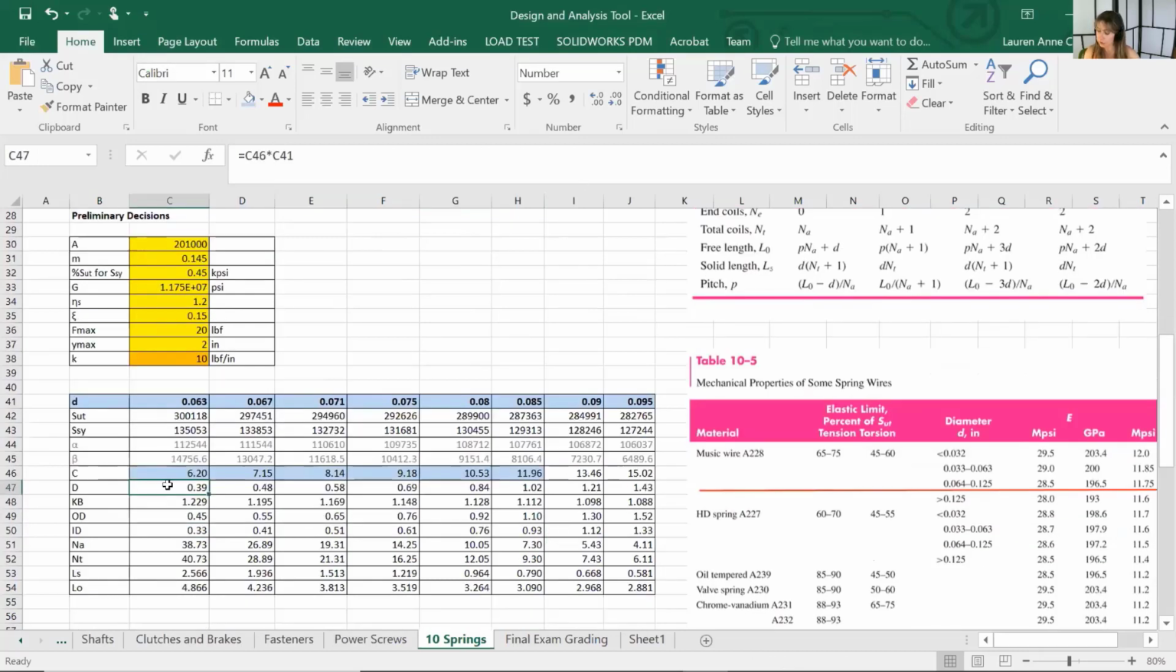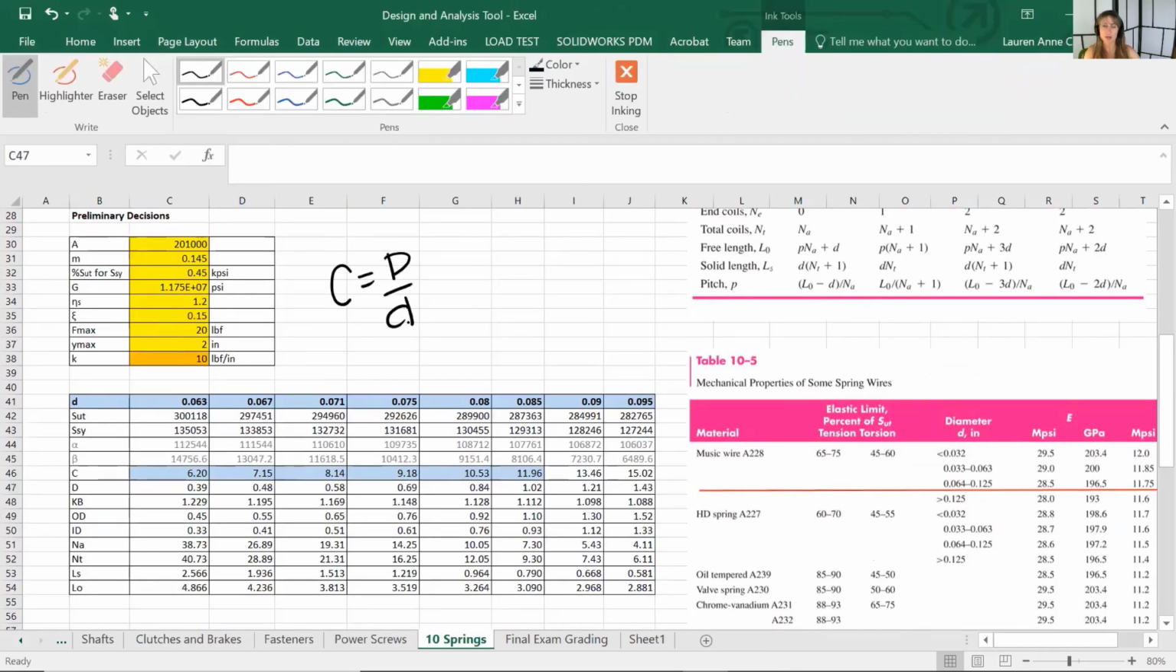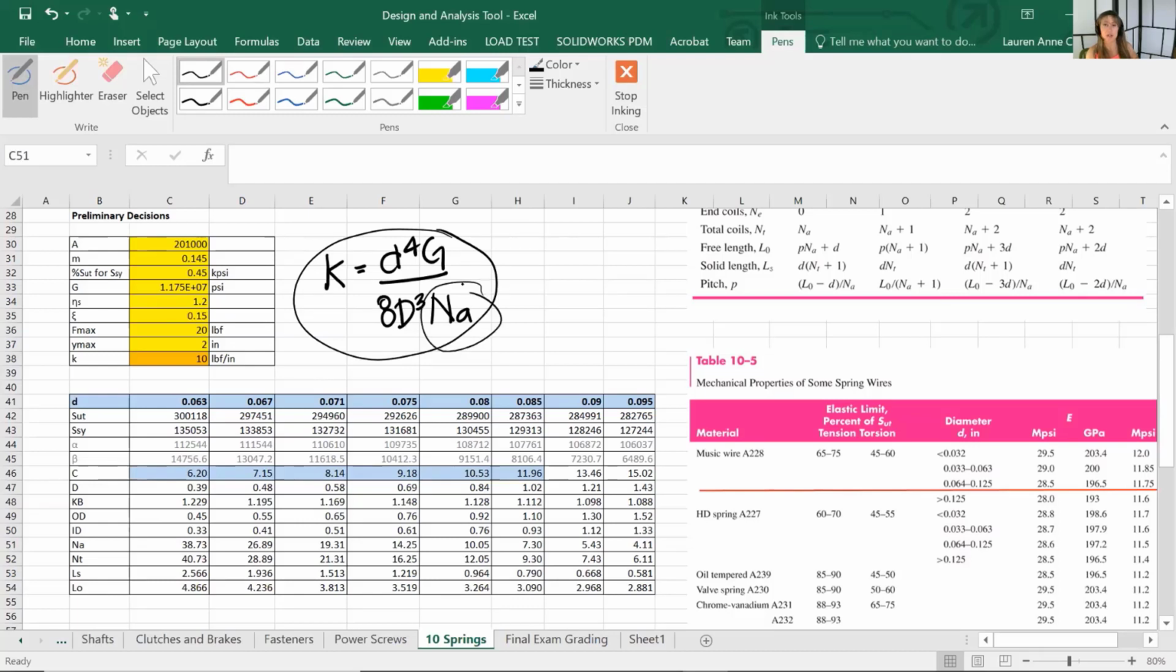The mean coil diameter, you get that from the index of coil curvature times the wire diameter. KB is (4C plus 2) divided by (4C minus 3). The outer diameter is the mean coil diameter plus 1 wire diameter. And then the inner coil diameter is the mean coil diameter minus 1 wire diameter. So where did the number of active coils come from? It came from this formula here. So we have K, wire diameter, G, mean coil diameter. So it's just rearranging and solving for the number of active coils.